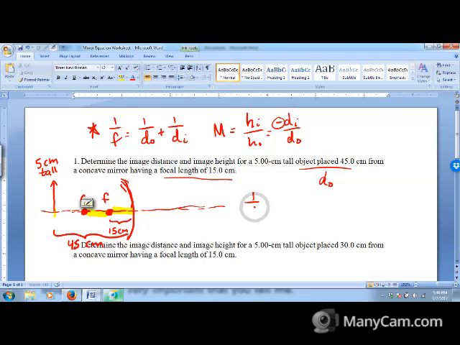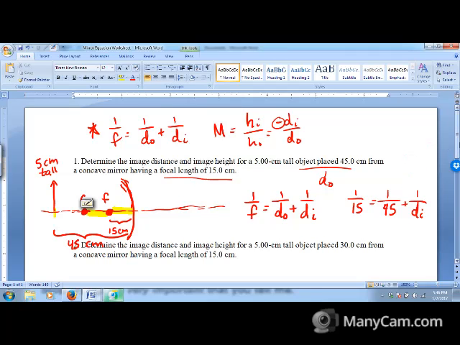So I guess you should rewrite the equation, unless you don't want to, then don't. Your focal length is 15 centimeters. Your object distance is 45 centimeters. And you don't know your image distance.